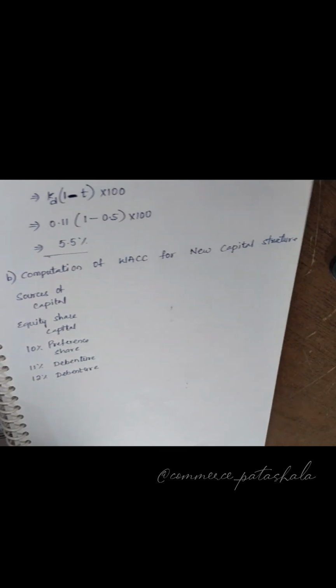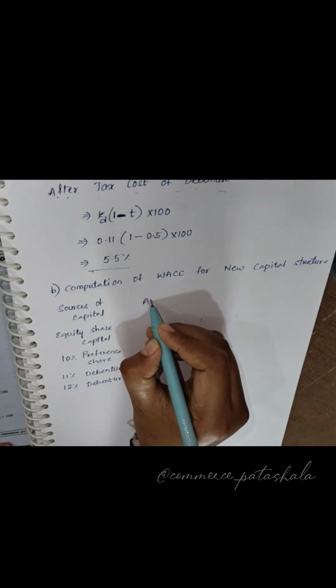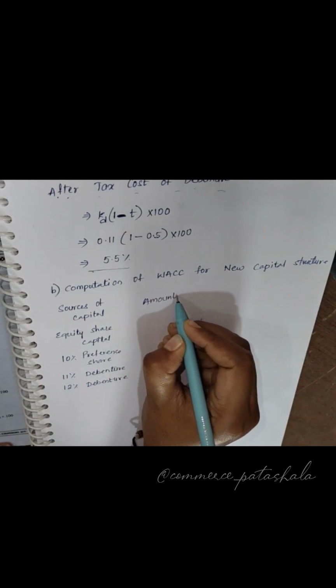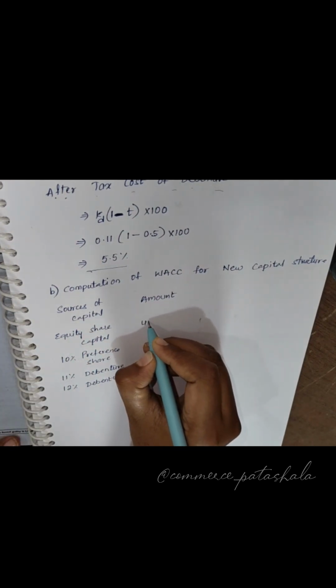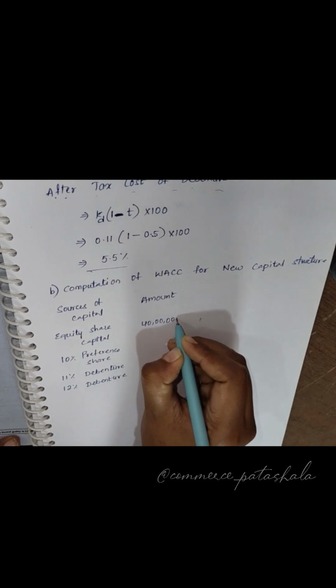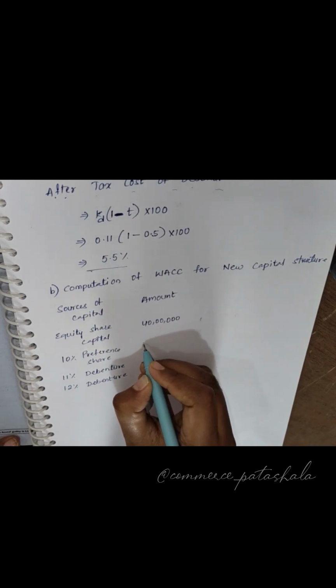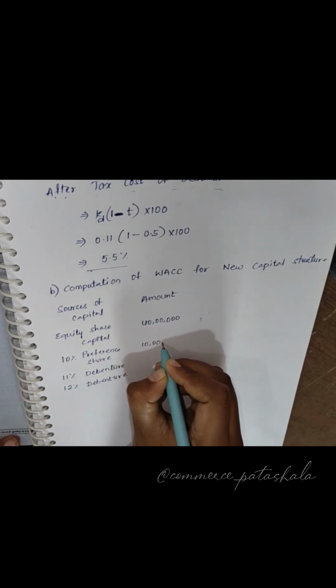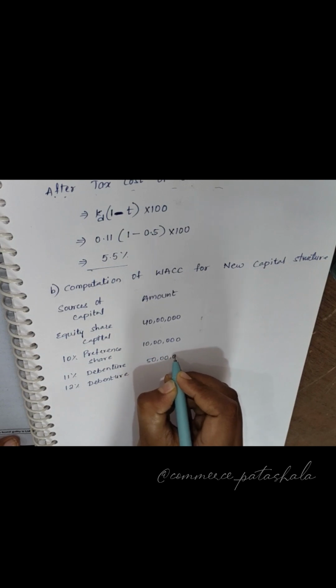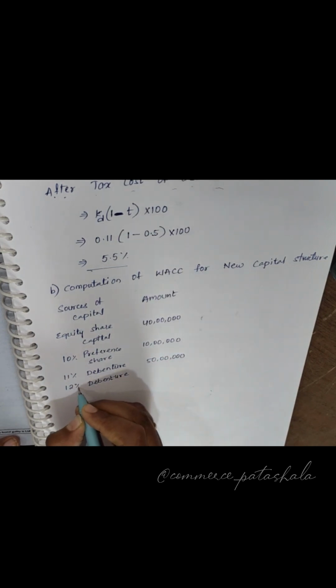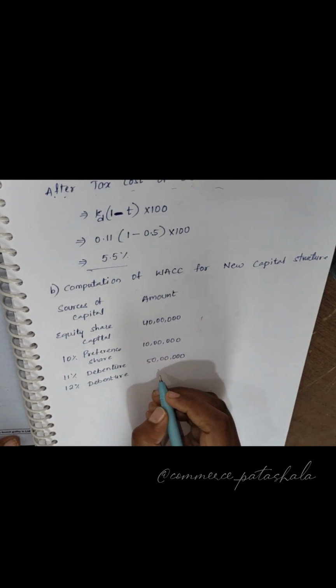Okay, so I'll write down the amount also. What is the equity share capital value? That is 40 lakhs. Okay, from the existing capital structure, just take down the values. 10 lakhs for preference share capital, debentures of 11% being 50 lakhs. Okay, as per the existing capital structure. The only thing that is added here is 12% debentures of 30 lakh.